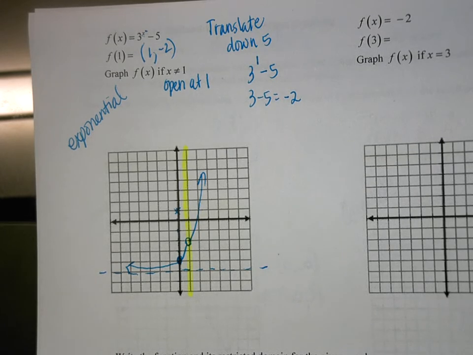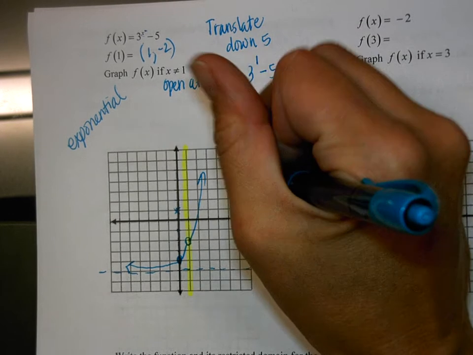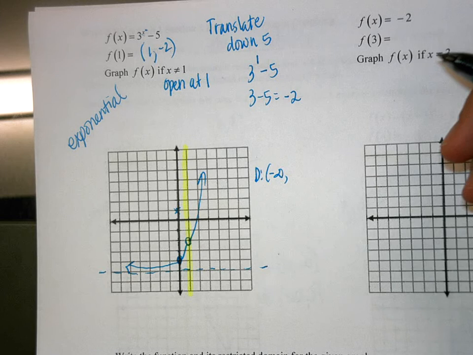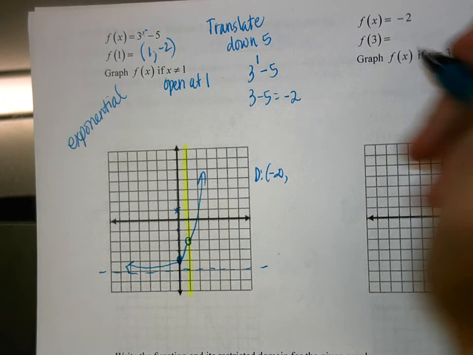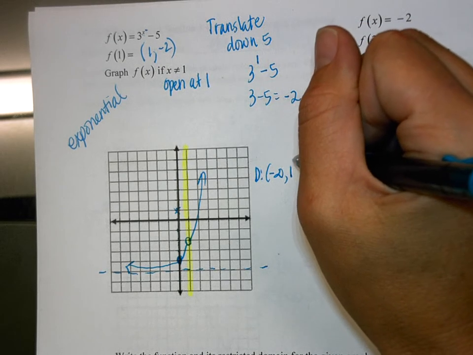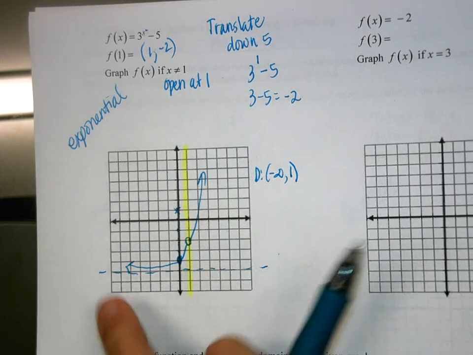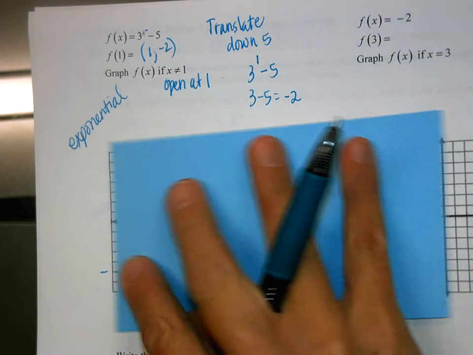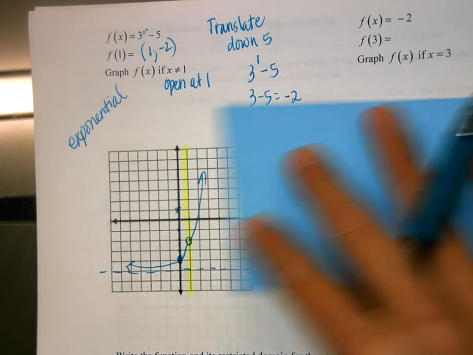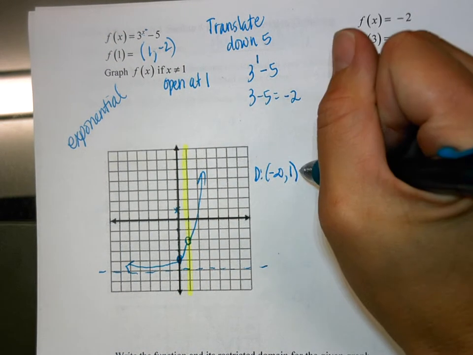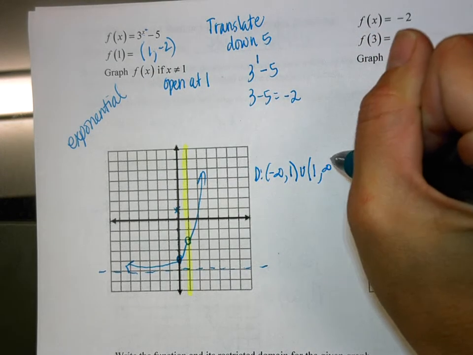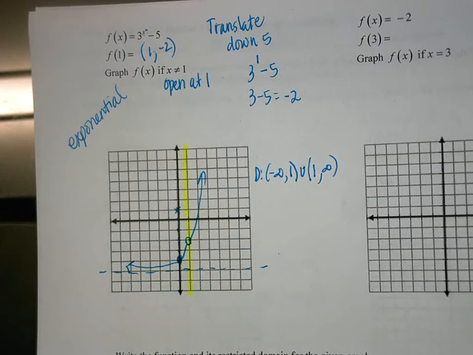How will we write our domain for this one? Open circle, 1. Good, -infinity to 1. And then are we going to make a parenthesis or a bracket? Parenthesis. So that's taking care of -infinity all the way to there where you have that open circle. But then it keeps going, right? And so do you remember how we write that? Good. U, parenthesis, 1 to positive infinity. Very good. Do we remember that?